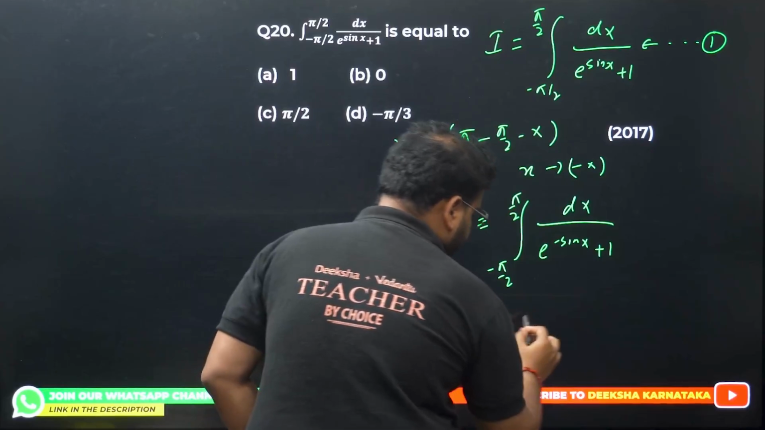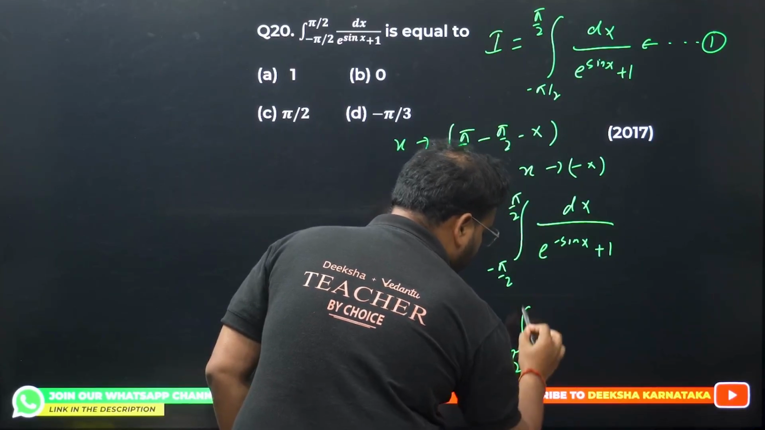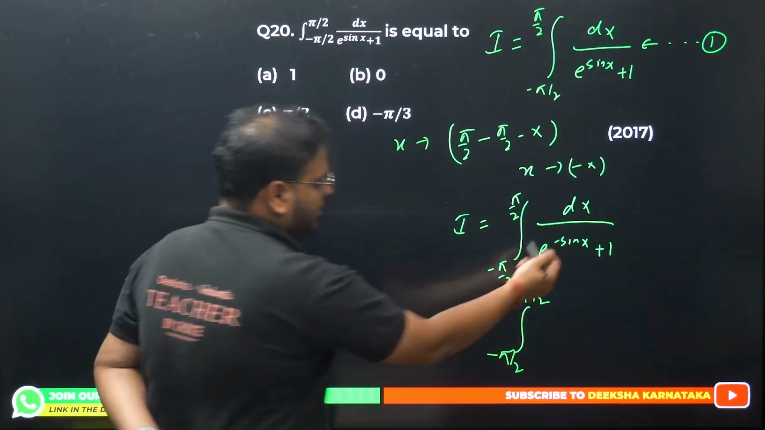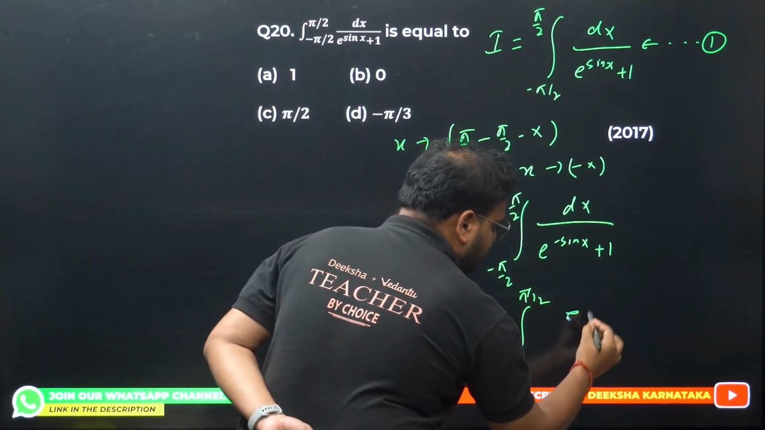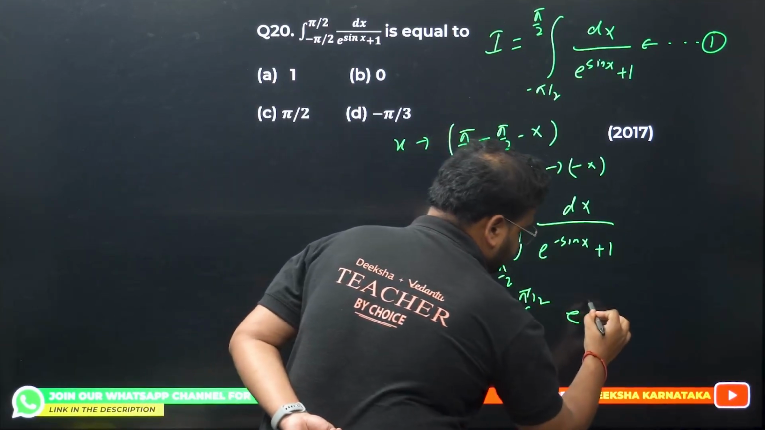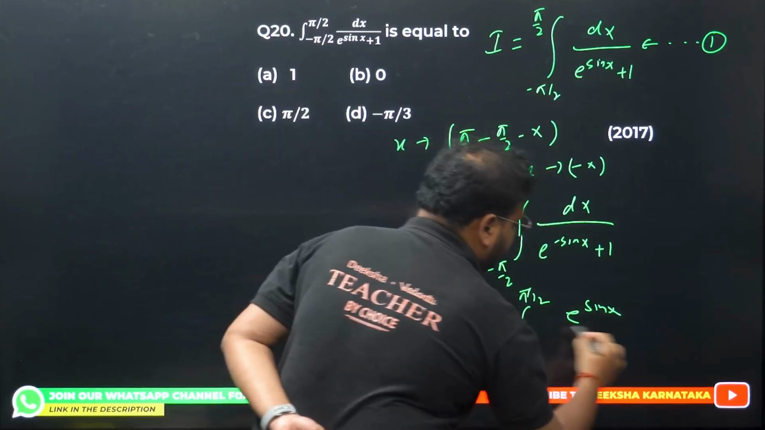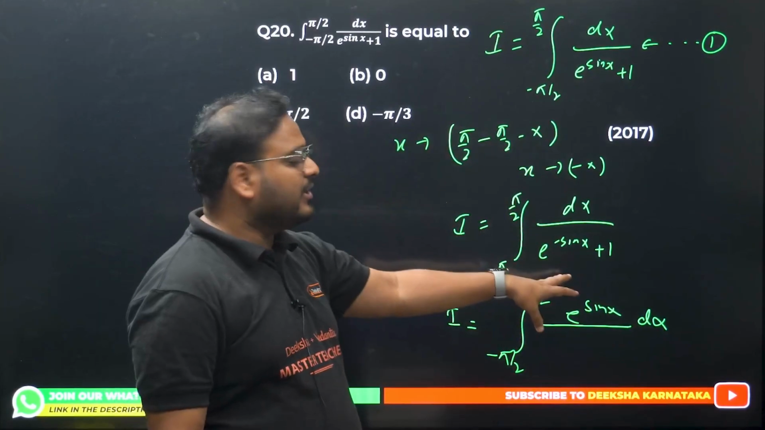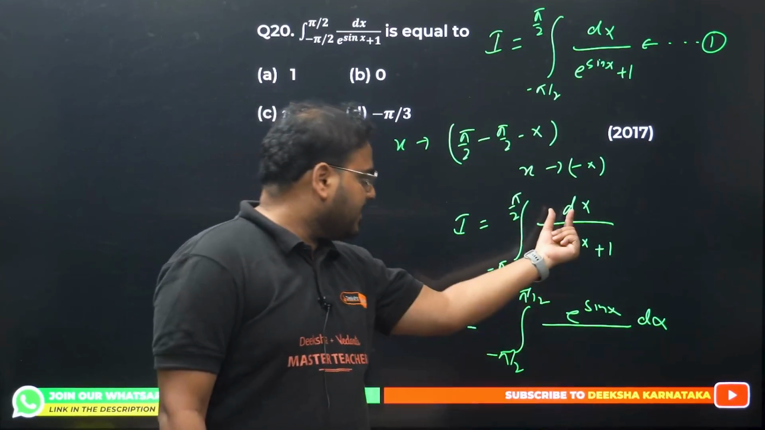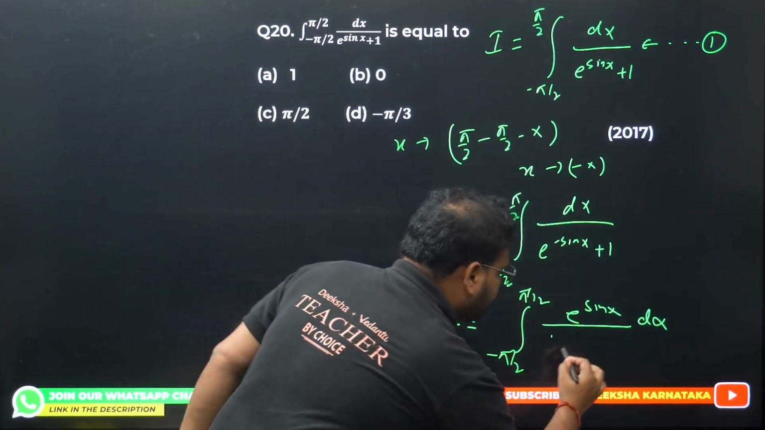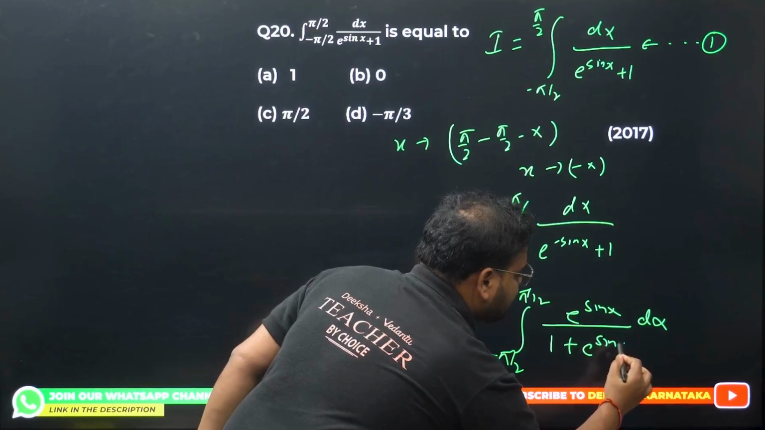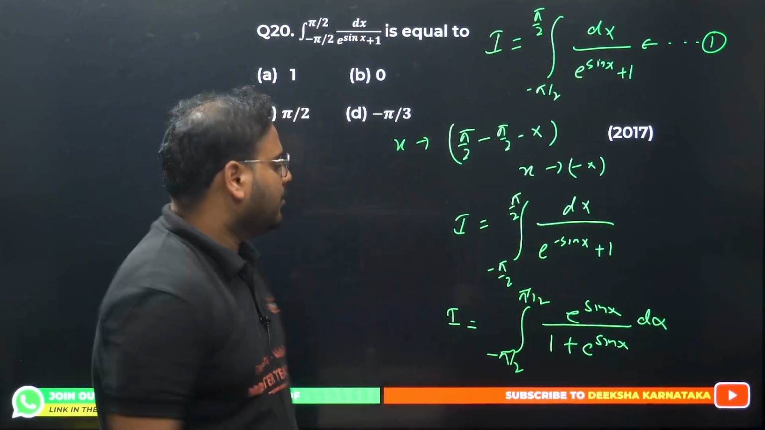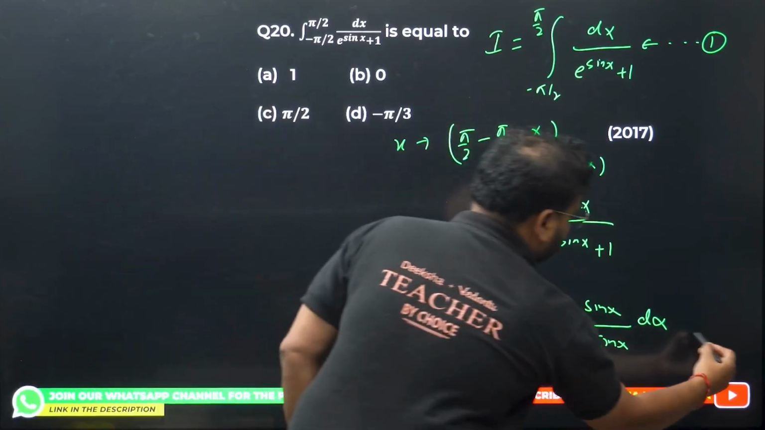You'll have over here, limit remains same, minus pi by 2 to pi by 2. Over here, it will become what? Multiply with e power sin x. If you're multiplying both up and down with e power sin x, you'll get e power sin x dx upon e power sin x plus 1. This will be 1 and this will be e power sin x. Correct? E power sin x into e power minus sin x is 1. This is my equation number 2.